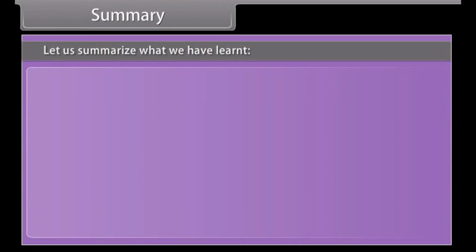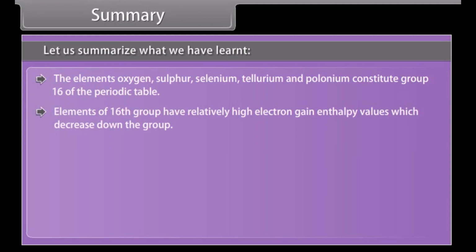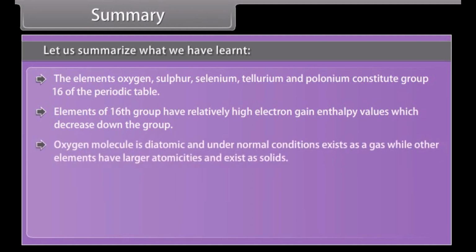Summary. Let us summarize what we have learnt. The elements oxygen, sulphur, selenium, tellurium, and polonium constitute group 16 of the periodic table. Elements of the 16th group have relatively high electron gain enthalpy values which decrease down the group. The oxygen molecule is diatomic and under normal conditions exists as a gas, while other elements have larger atomicities and exist as solids.